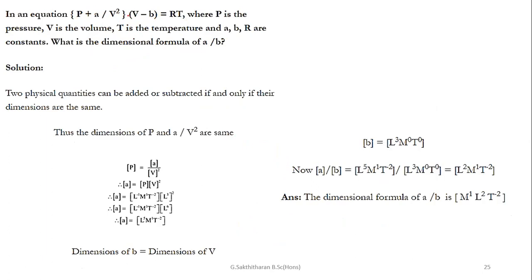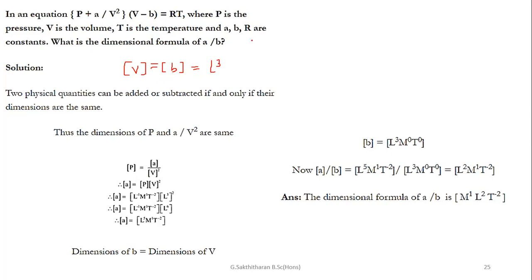This is multiplied by V minus B. So here B is subtracted from V. So here dimensions of V and B are equal, because only the same physical quantities can be subtracted. So dimensions of B is L cubed, because B is the volume. So dimensions of B is L cubed.